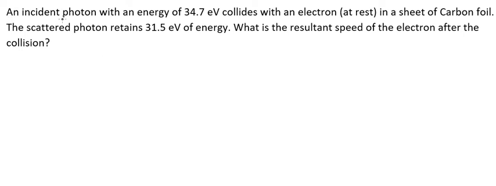An incident photon with an energy of 34.7 eV collides with an electron at rest in a sheet of carbon foil. The scattered photon retains 31.5 eV of energy. What is the resultant speed of the electron after the collisions?